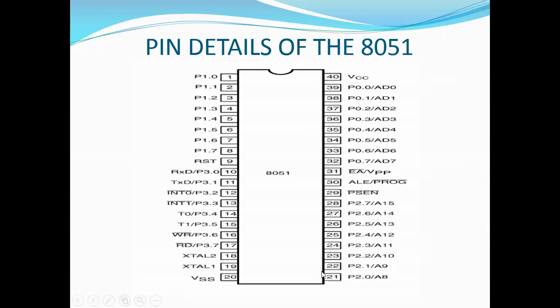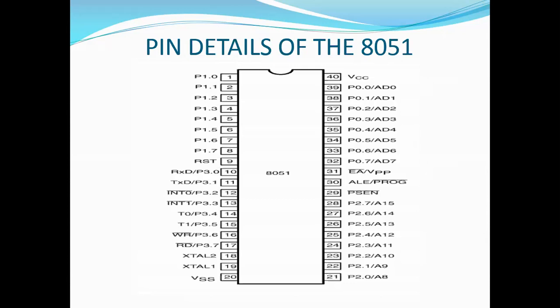That is 4 ports, 32 I/O lines. That is 32 data lines we can use. Then 16 address lines, 8 data lines, receiving, transmitting, 2 interrupts, 2 timers, write, read, crystal, supply VCC, EA means external access. At external data accessing time, the EA pin is active low, so the EA pin should be ground. Then only we can access external memory data or external memory address. Then ALE, address latch enable. Its name is also given, address latch enable.